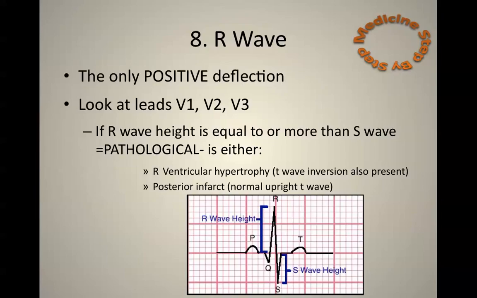In step 8, we look at the R wave in leads V1, V2 and V3, where the R wave should be relatively small still. If, however, the R wave is equal to or larger than its subsequent S wave, this is pathological. An R wave larger than what it should be in leads V1 to V3 indicates either right ventricular hypertrophy or a posterior infarction.